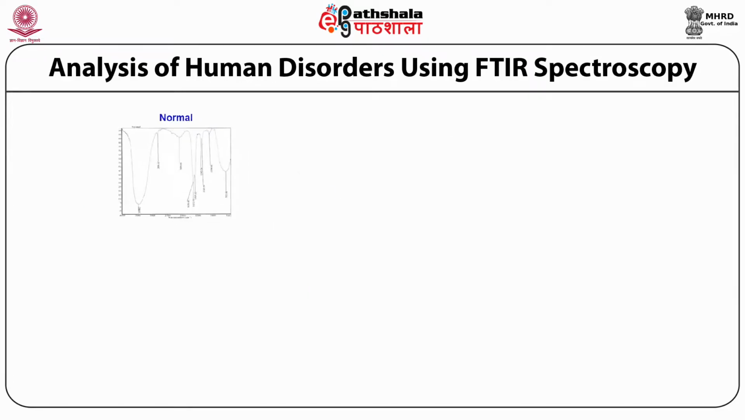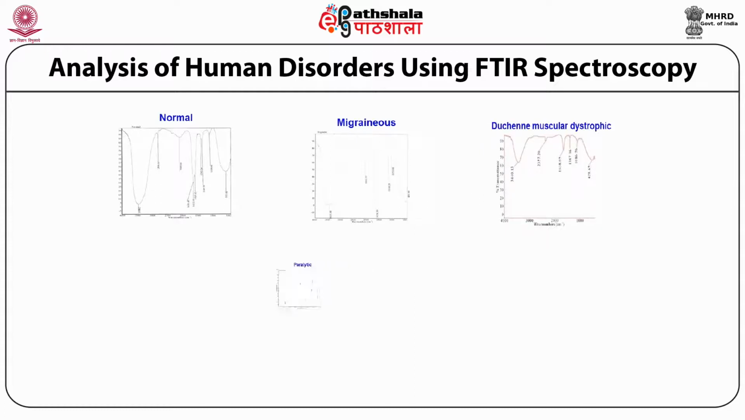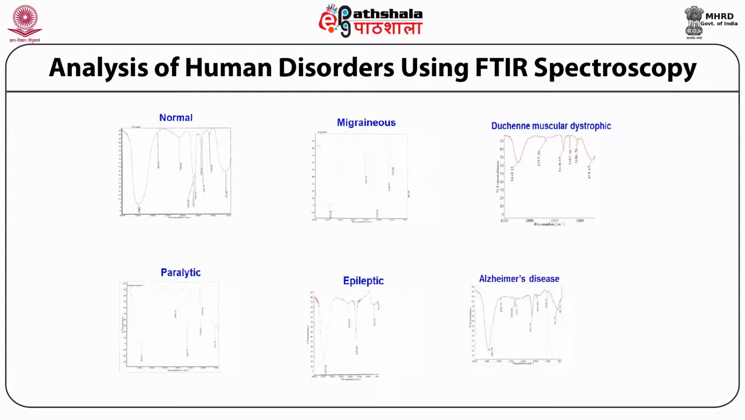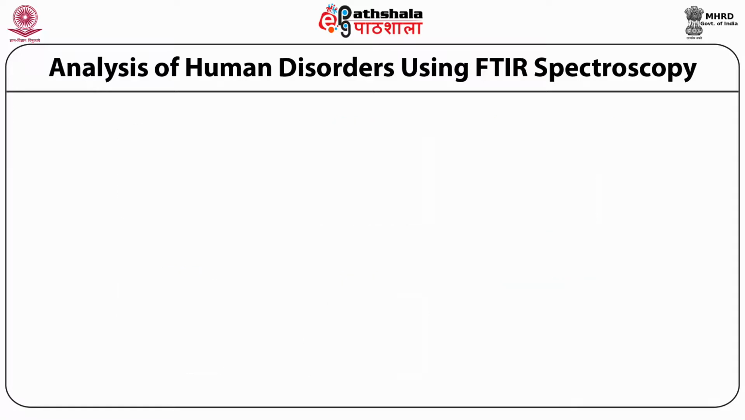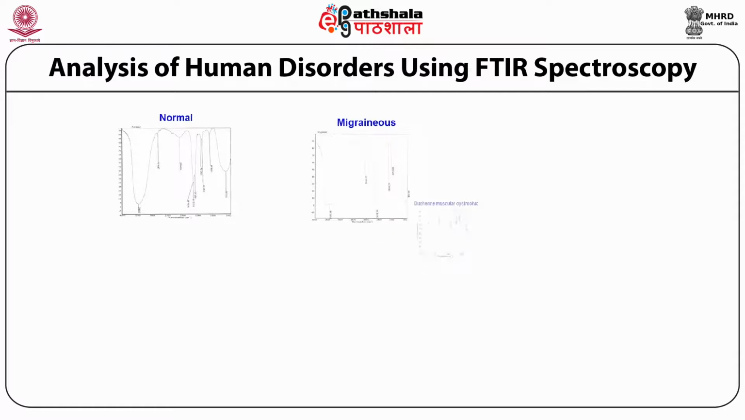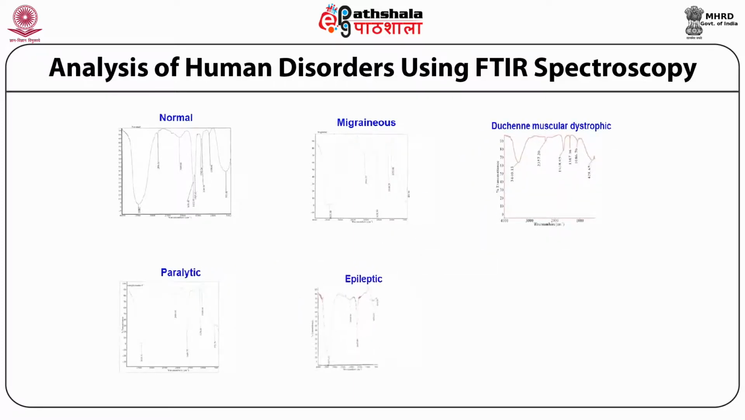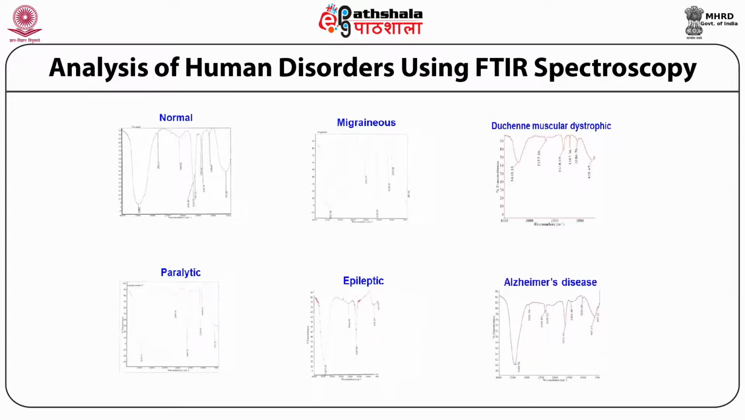It is also used to identify different types of diseases. You can see here the normal person's IR spectra, but if the person has a migraine, the IR spectra are different. In the Duchenne muscular dystrophy patient, the paralytic patient, the epileptic patient, and in Alzheimer's disease, the IR spectra are quite different, and that is how IR spectroscopy may also be used for the detection of diseases.